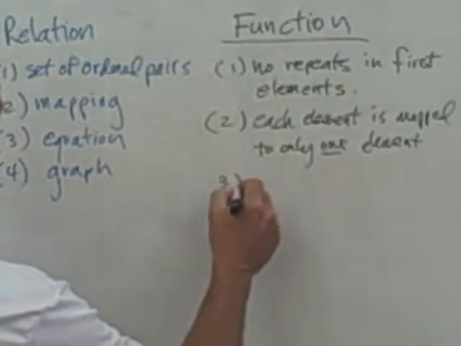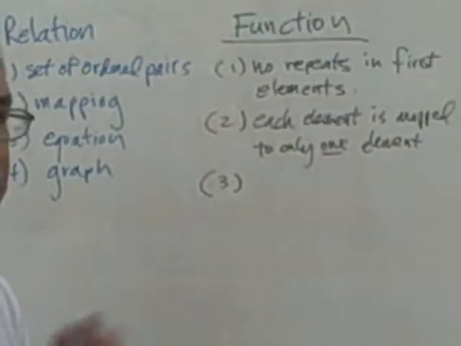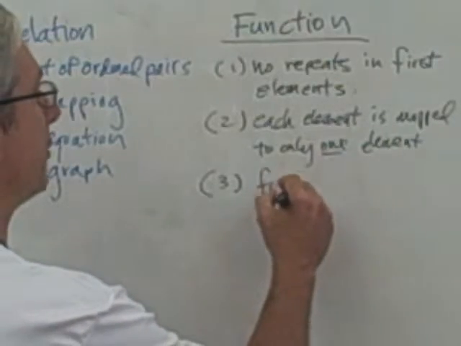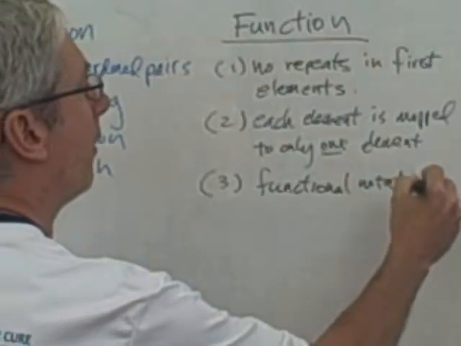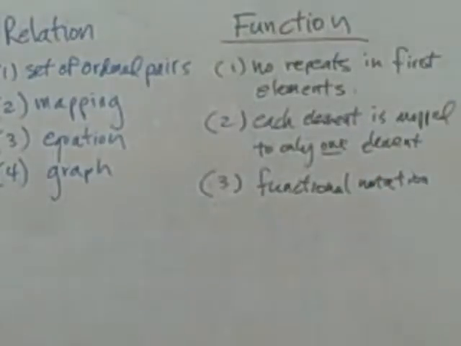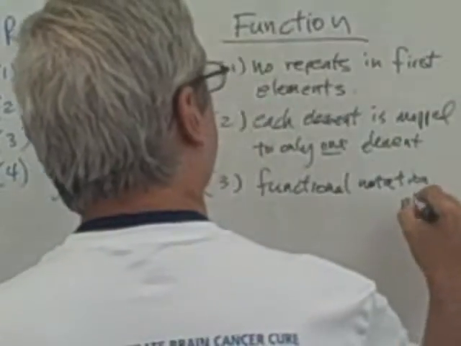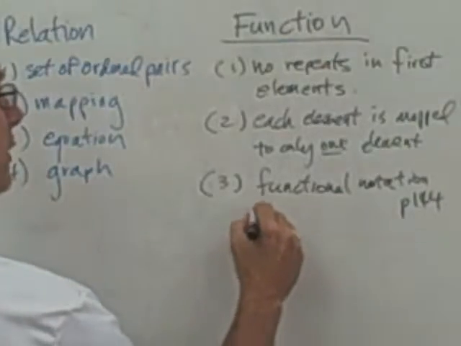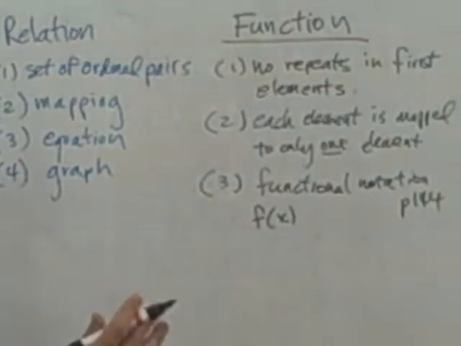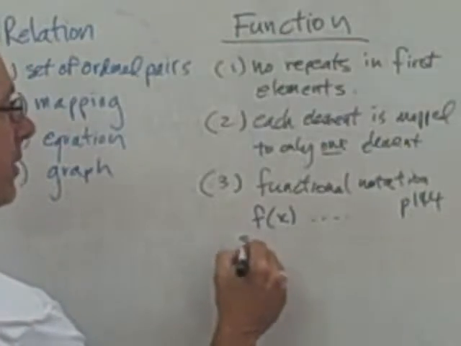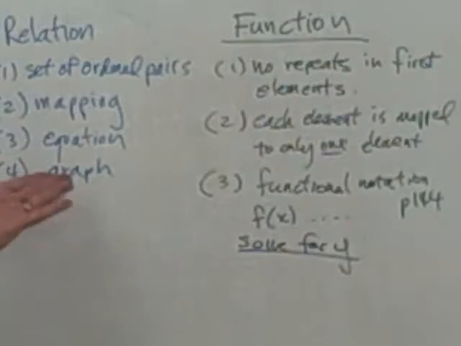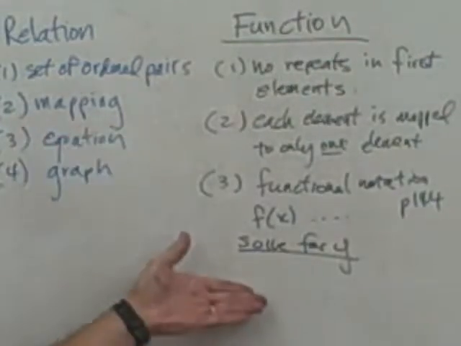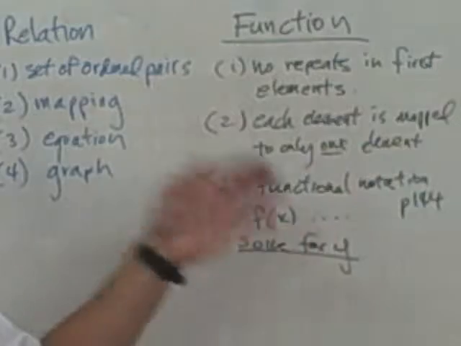Now when it gets to be an equation, there's an easy way to spot a functional equation, and that's functional notation. We're going to talk about that on page 144, functional notation. Okay? So it usually uses this f and then parentheses and x, f of x. Another way to say it is that you could solve for y. Okay? So any equation is a relation. An equation in which you can solve for y or put it in functional notation, that's a function.